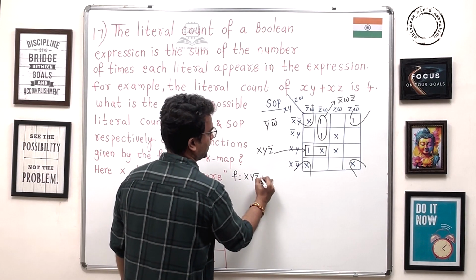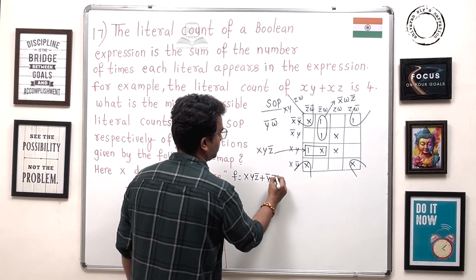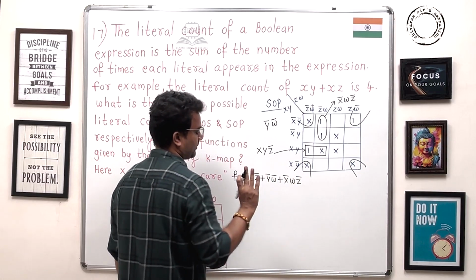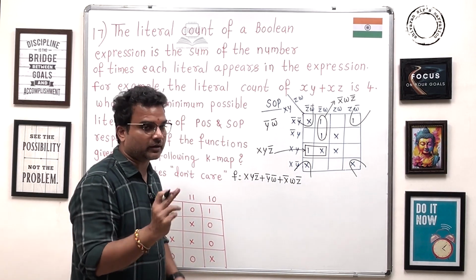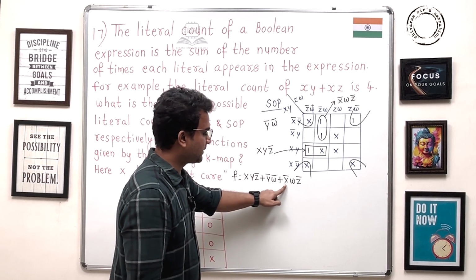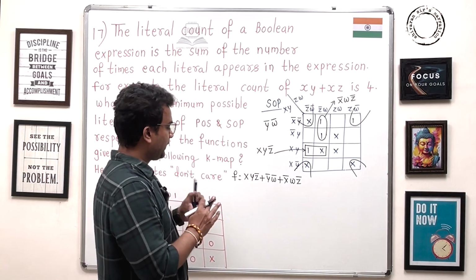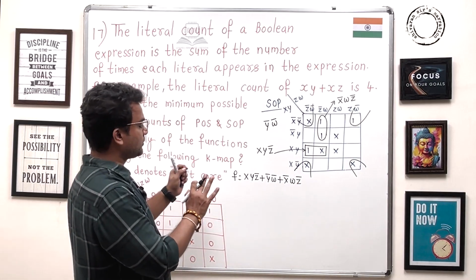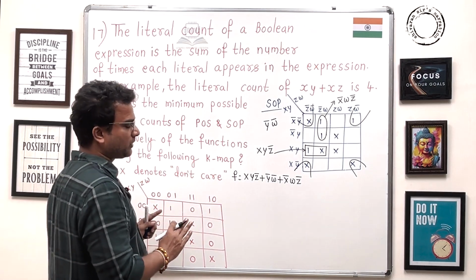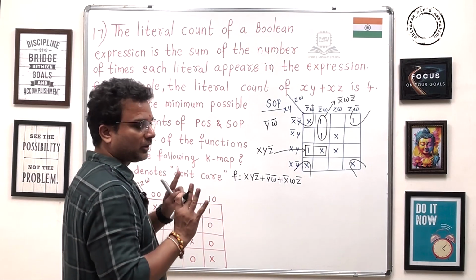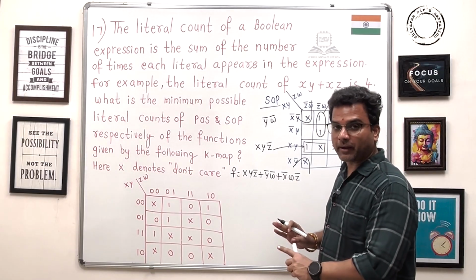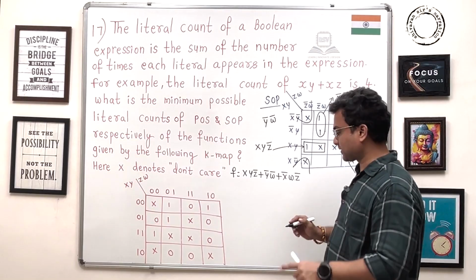Hence I can say that the SOP expression is f is equal to xy z bar plus y bar w bar plus x bar w z bar. Now count how many literals here. 1, 2, 3, 4, 5, 6, 7, 8. 8 literals are there, so the literal count will be 8. Okay. So again take one more K-map, this time with POS.